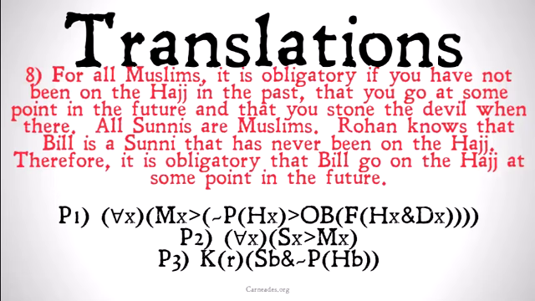Then Rohan knows that Bill is a Sunni that has never been on the Hajj, so Rohan knows that Bill is an S, Bill is a Sunni, and it's not the case at some point in the past that Bill has been on the Hajj. Therefore, it's obligatory at some point in the future that Bill goes on the Hajj.